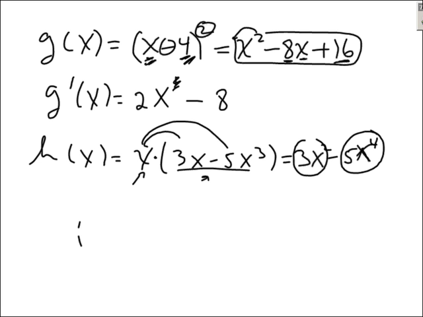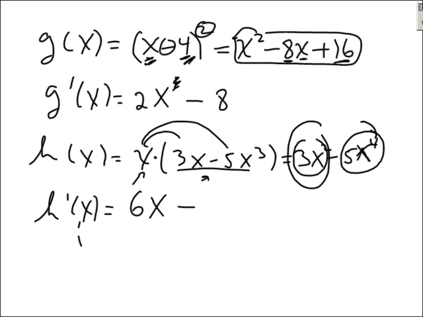So we have that h prime of x is equal to the derivative of this, which is 6x: multiply the 3 by the power, get 6, and the new power becomes 1, and you don't have to write the 1. Minus 4 times 5 is 20, make the new power 1 less. There's the derivative.